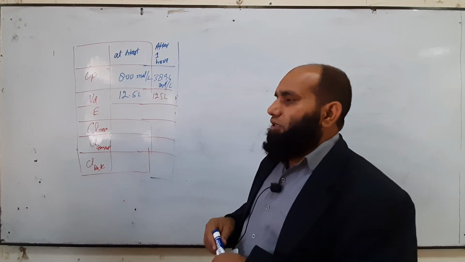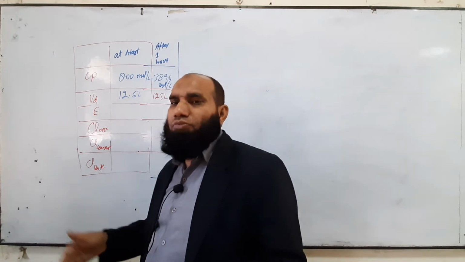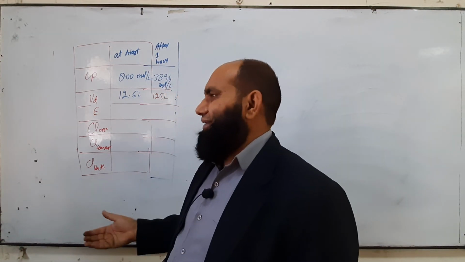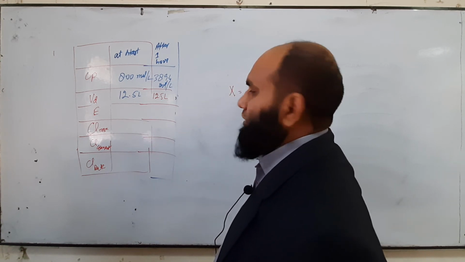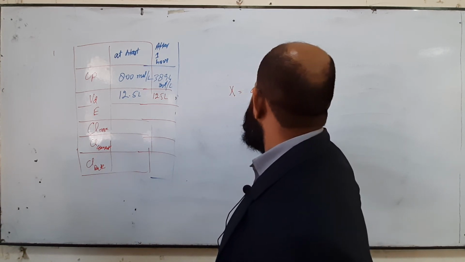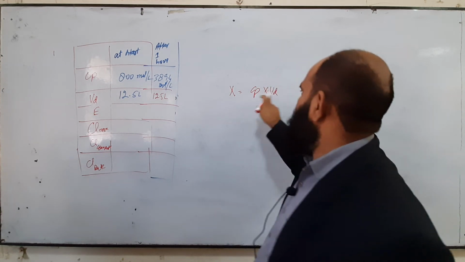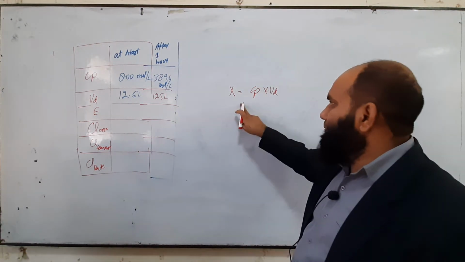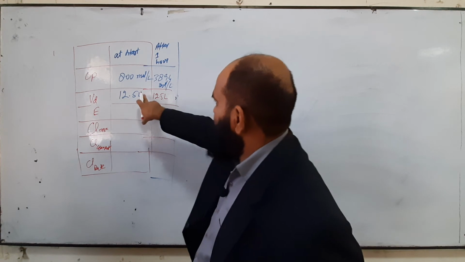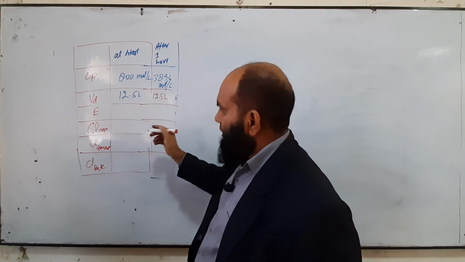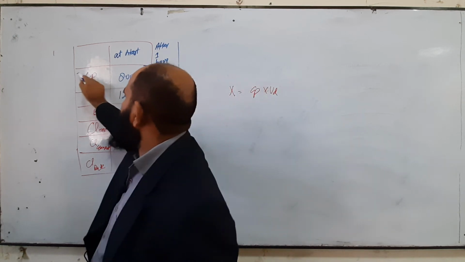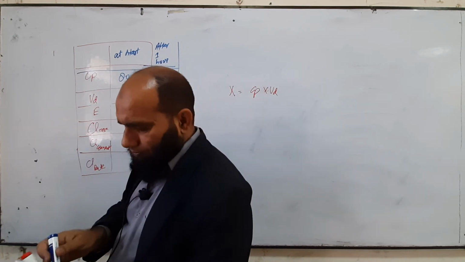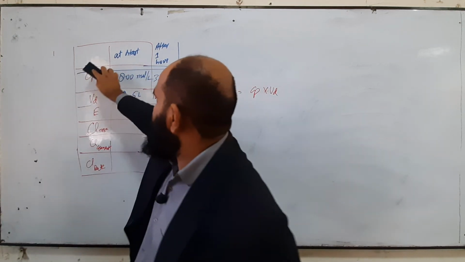What will be the number of molecules of drug, X? We have to multiply Cp with the V, because Cp is equal to X over Vd. Then we can check the X value, the amount or number of molecules, at the start.